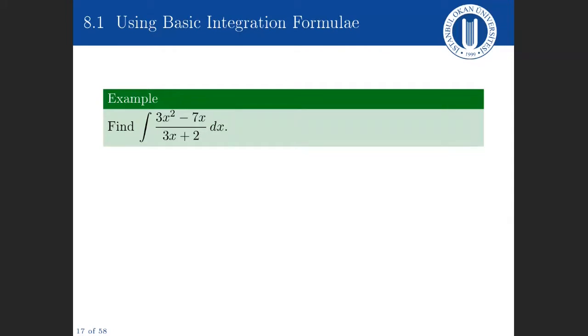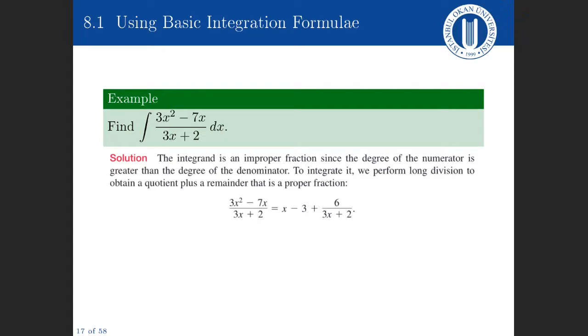Find the integral of 3x squared minus 7x divided by 3x plus 2. This is a function where we have a higher power on the top than we have on the bottom. We need to rearrange this. Remember what you did when you looked at oblique asymptotes in Mathematics 1.